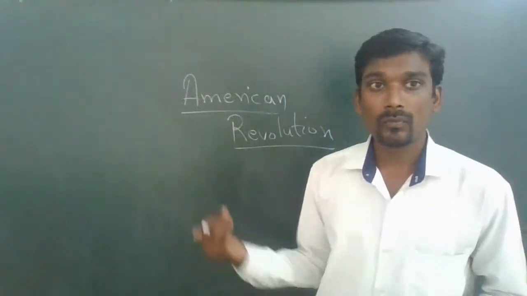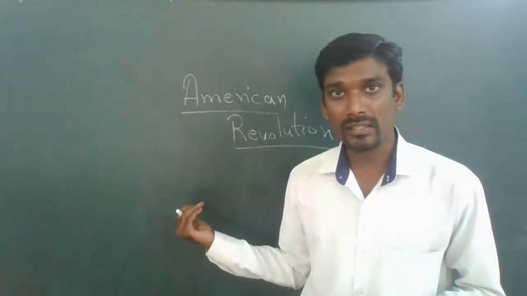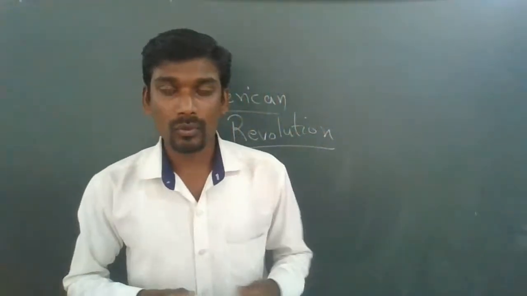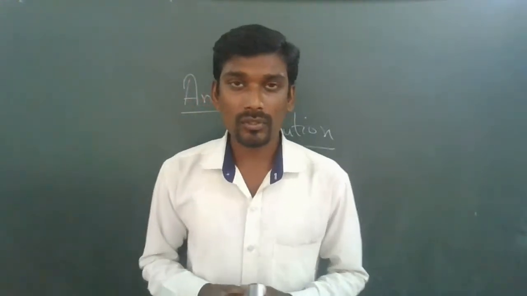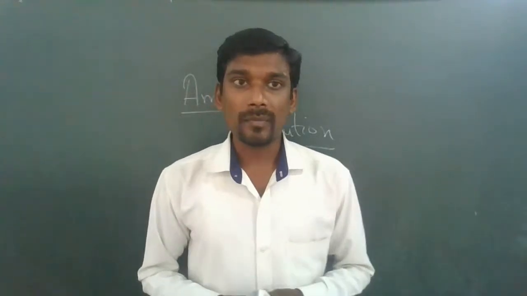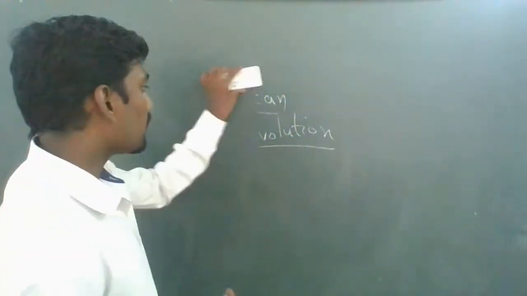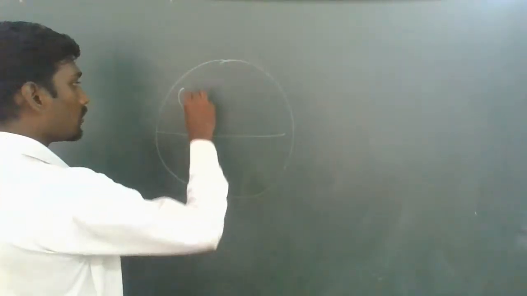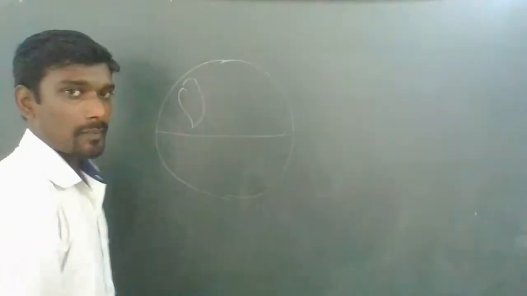Then there is a fight between two factions. We are going to watch what happens between these two factions, and then discuss in detail what is exactly happening in the American Revolution, what the important points are, and what the important persons are that you have to keep in mind. So the American Revolution happens in North America. For example, if I draw this globe here, this equator, this is North America.